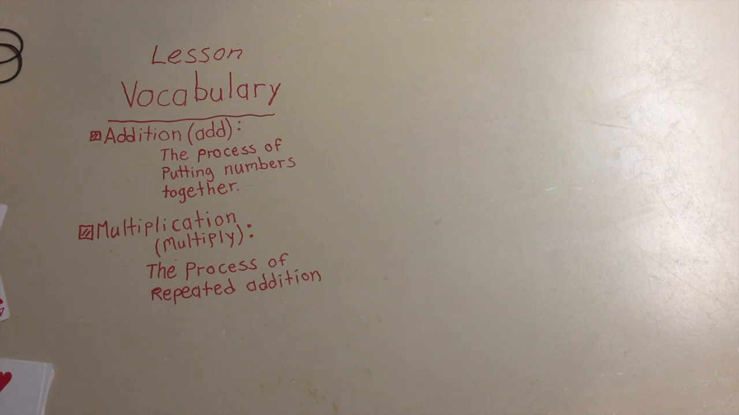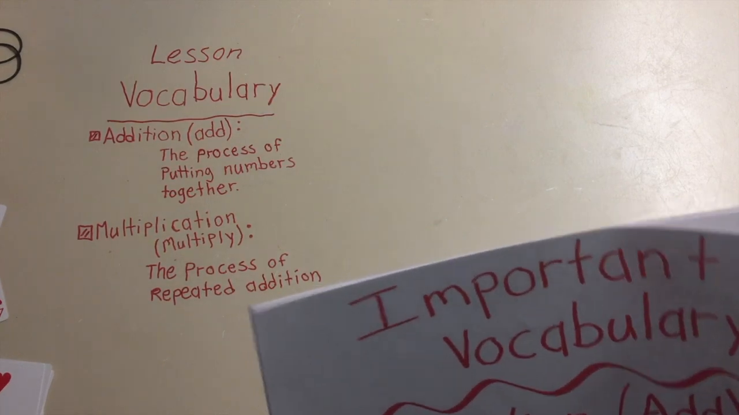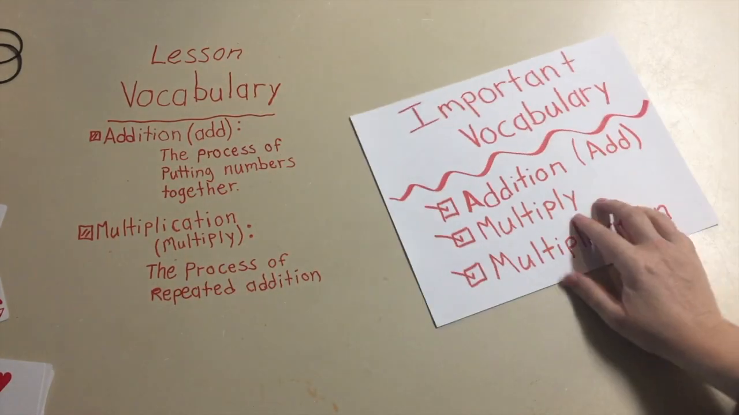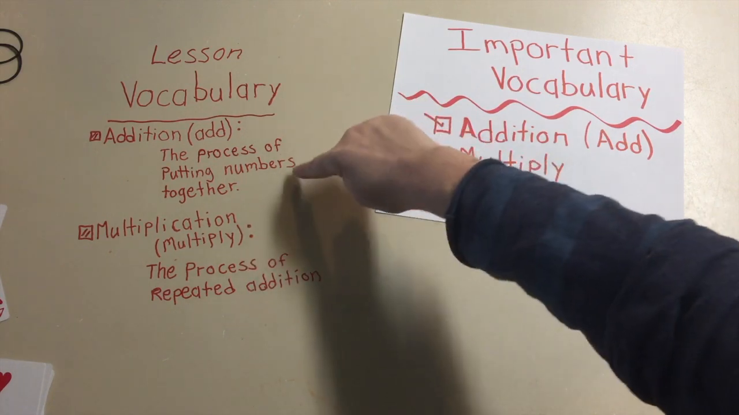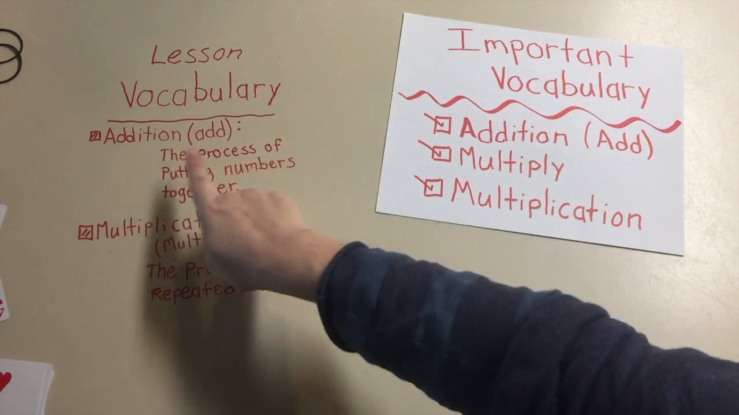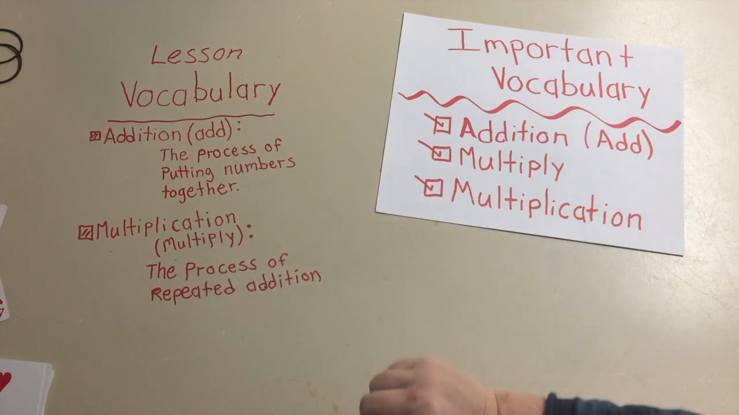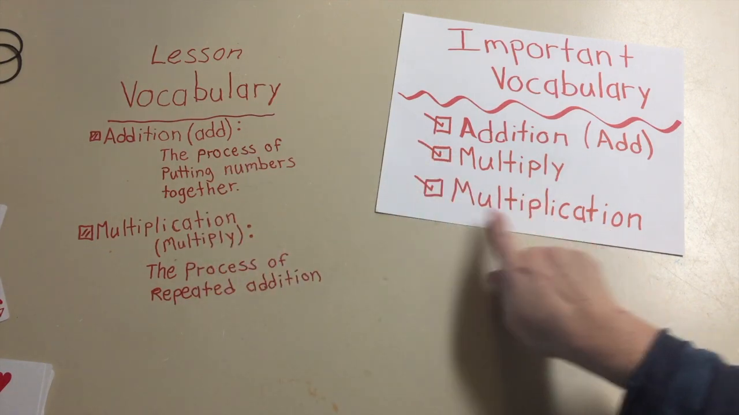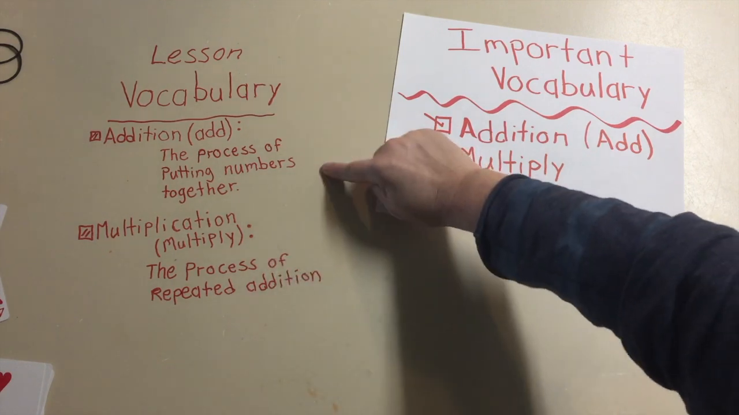Today's lesson is an introduction to multiplication. So let's begin our lesson by going over our vocabulary. Our important vocabulary is addition, and we have it written over here for us to refer to during our lesson. Addition is the process of putting numbers together. Then we have multiplication, or to multiply, which is the process of repeated addition.